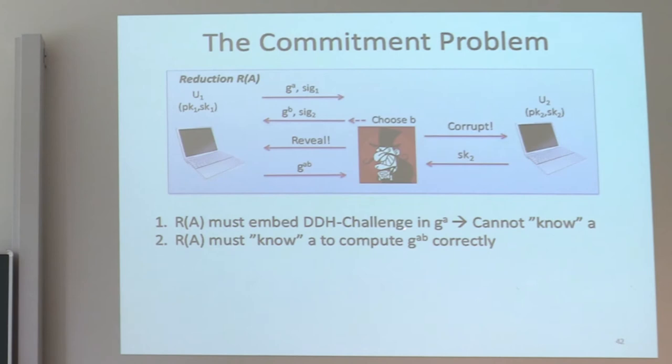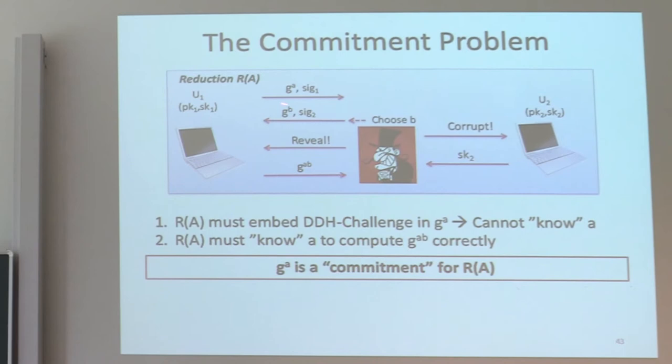And so this basically means that whenever the reduction outputs some g to the a, then this is some sort of commitment for the reduction, whether it knows a or not. And the only way that we knew, or that we actually know today for Signed Diffie-Hellman in order to prove it secure, is to guess which particular queries by the adversary here correspond later to the test query. We embed the DDH challenge only into exactly these queries, and then we get our quadratic security loss, and we're stuck with it. Okay.